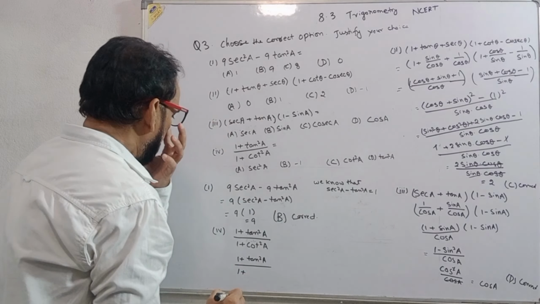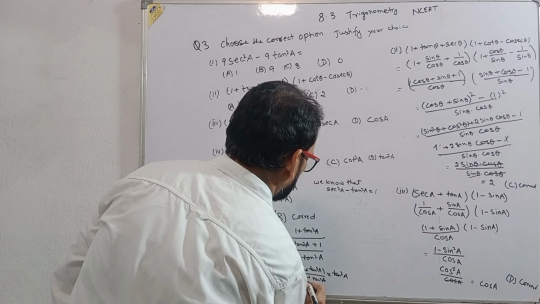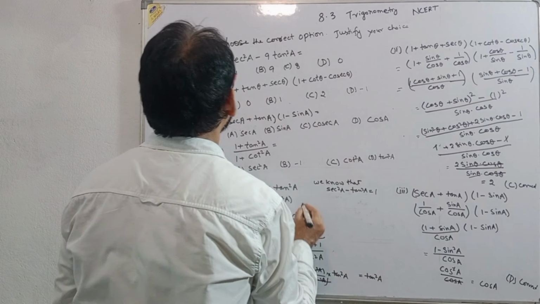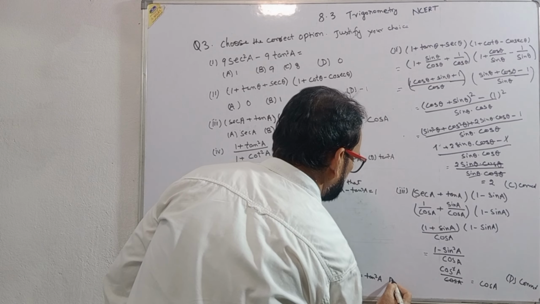Now 1 plus tan square A, tan square A plus 1 divided by tan square A. Now 1 plus tan square A, 1 plus tan square A. Here cut this one, tan square A. Tan square A, which means option D is correct.